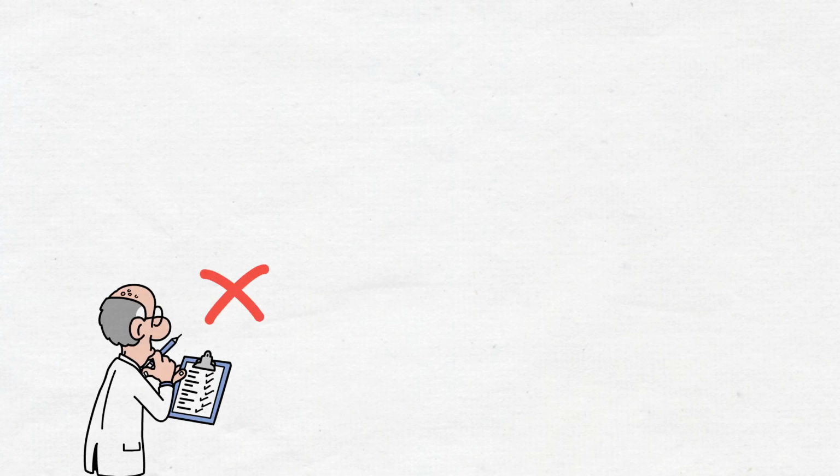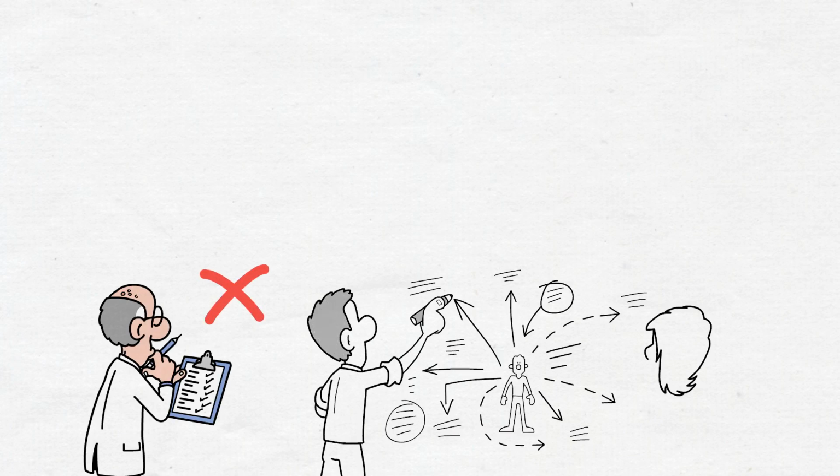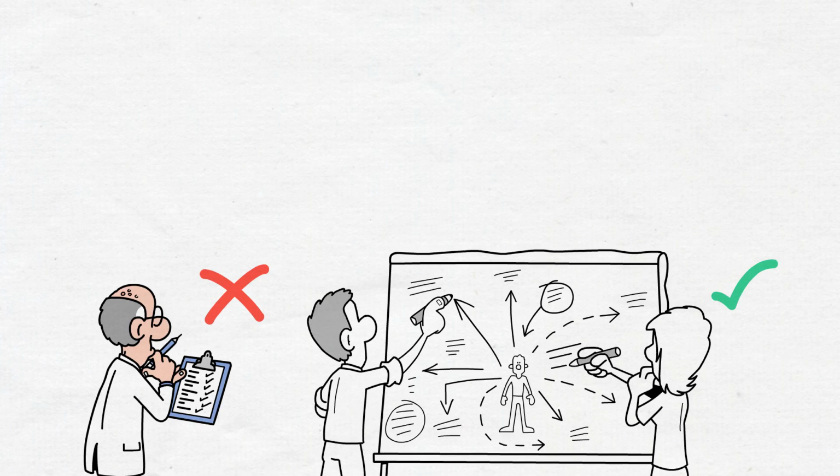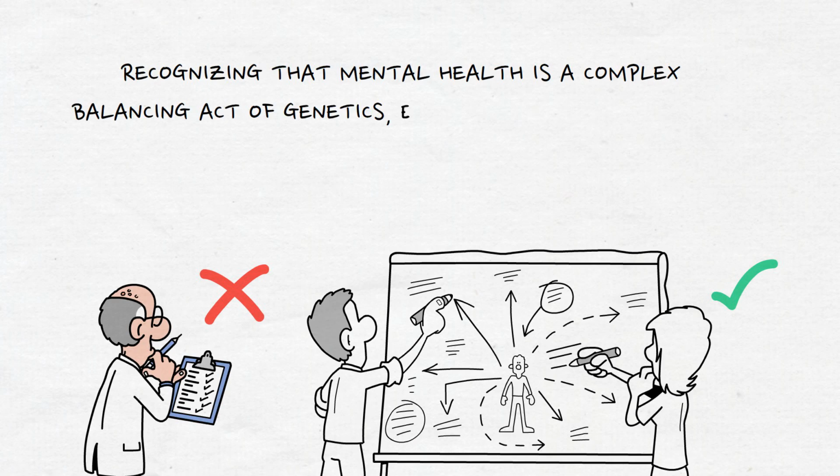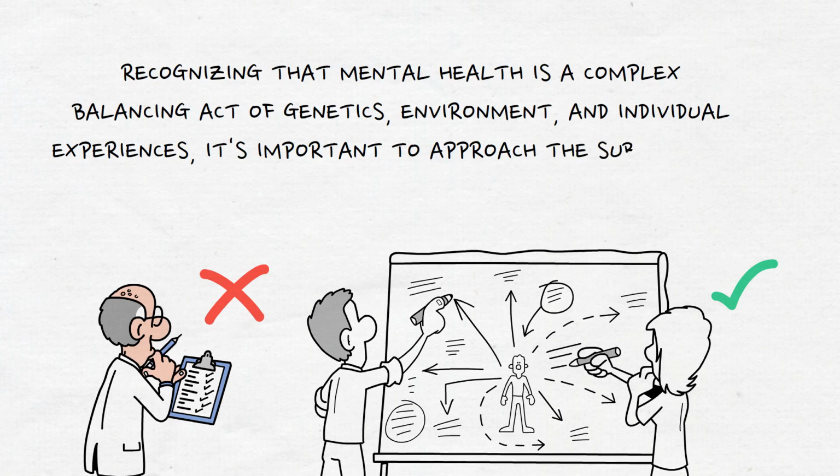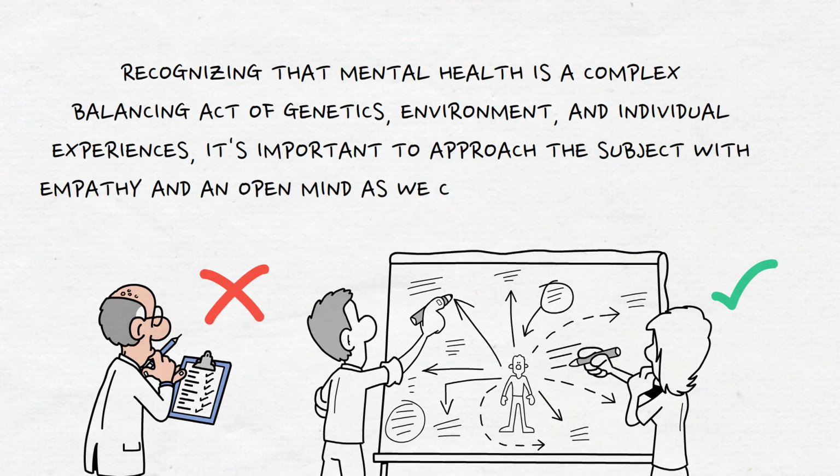Understanding these distinctions isn't about putting people into boxes. It's about showing how complex human behavior really is, recognizing that mental health is a complex balancing act of genetics, environment, and individual experiences. It's important to approach the subject with empathy and an open mind as we continue our investigation.